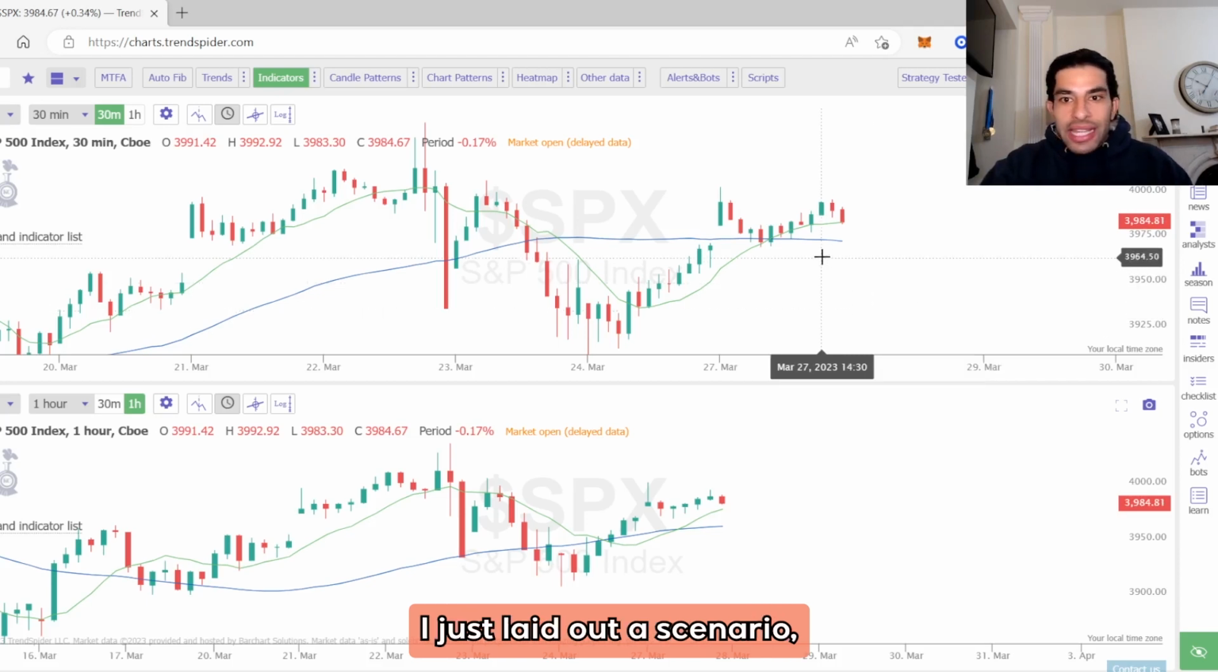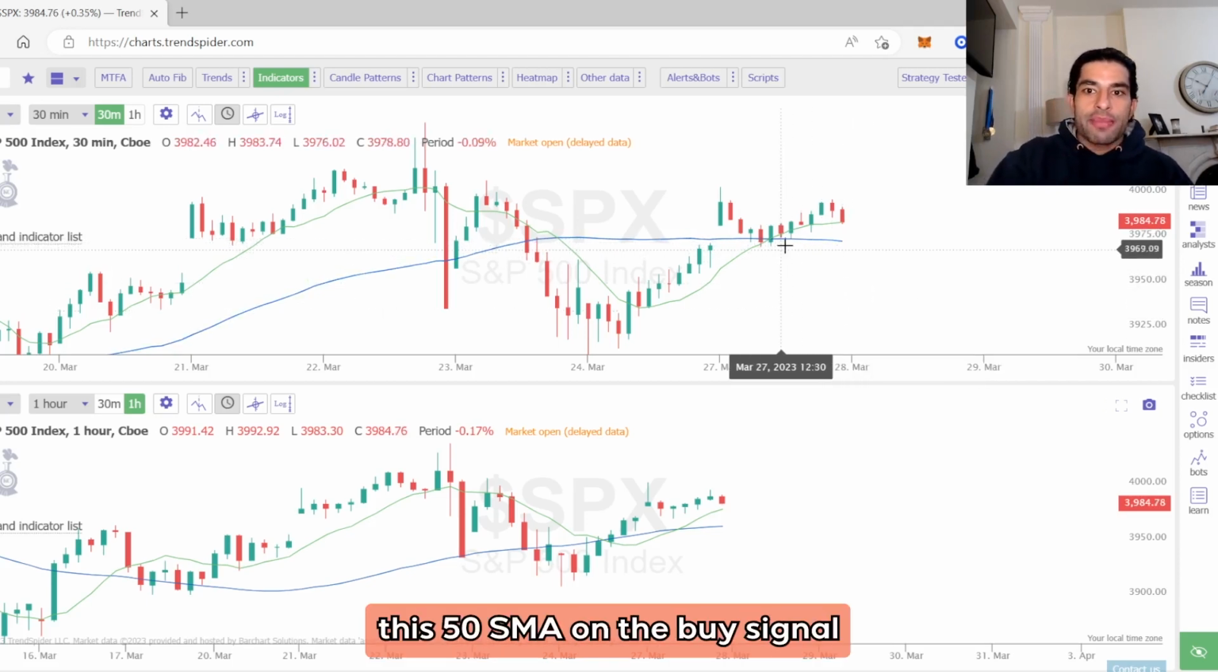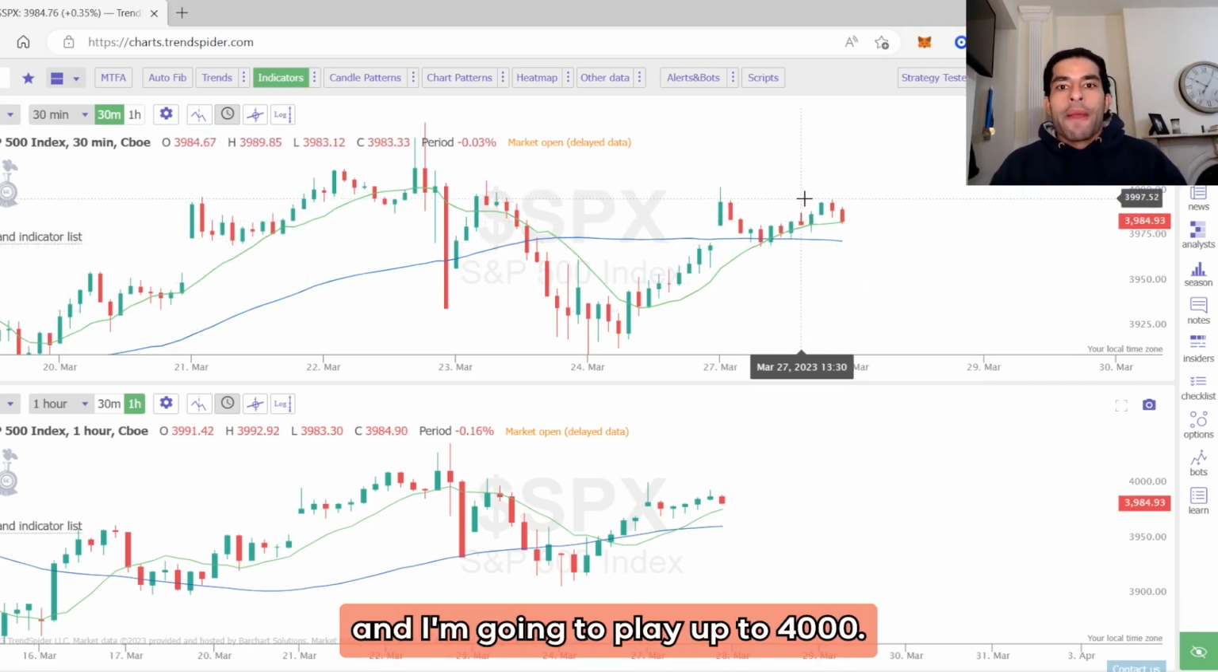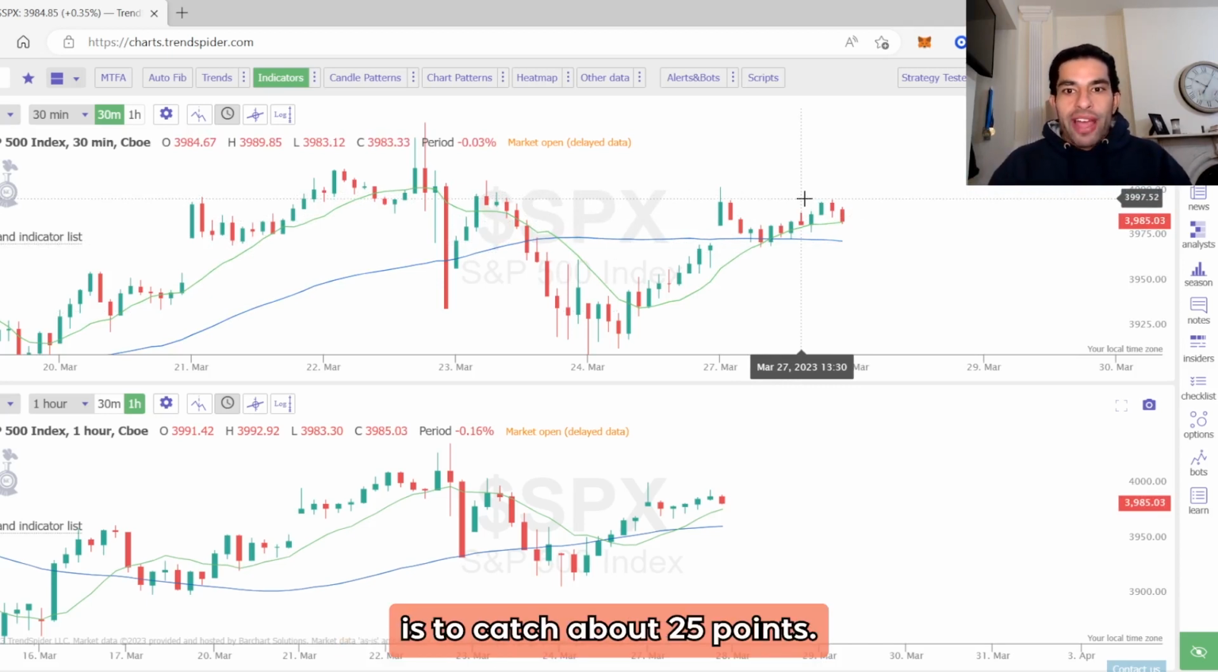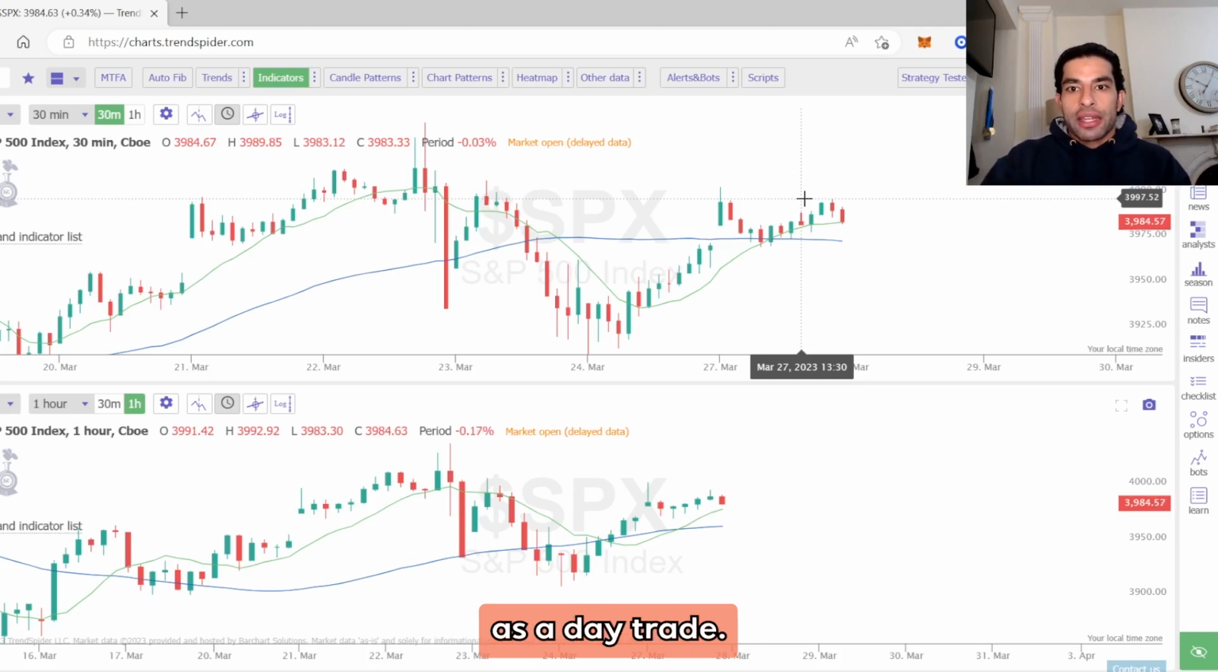As I just mentioned, I just laid out a scenario. I'm going to go long at the 50 SMA on the buy signal, and I'm going to play up to 4,000. The goal of the trade is to catch about 25 points, and then I'm going to take that as a day trade.